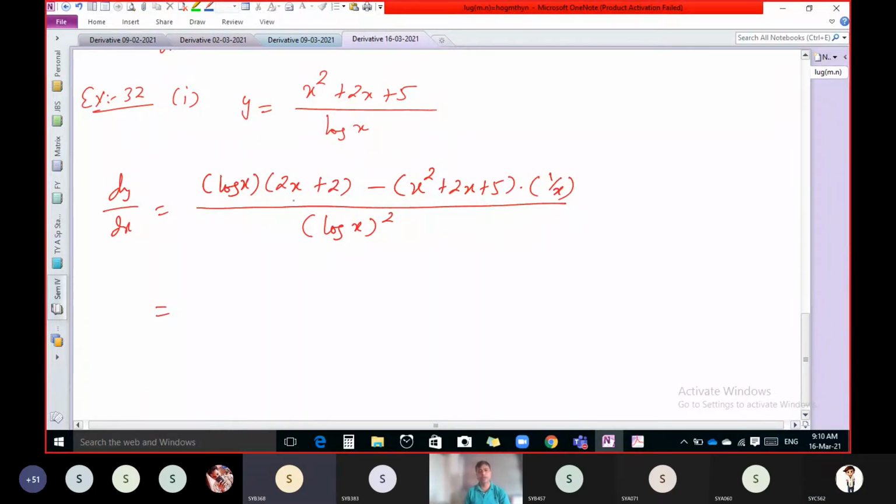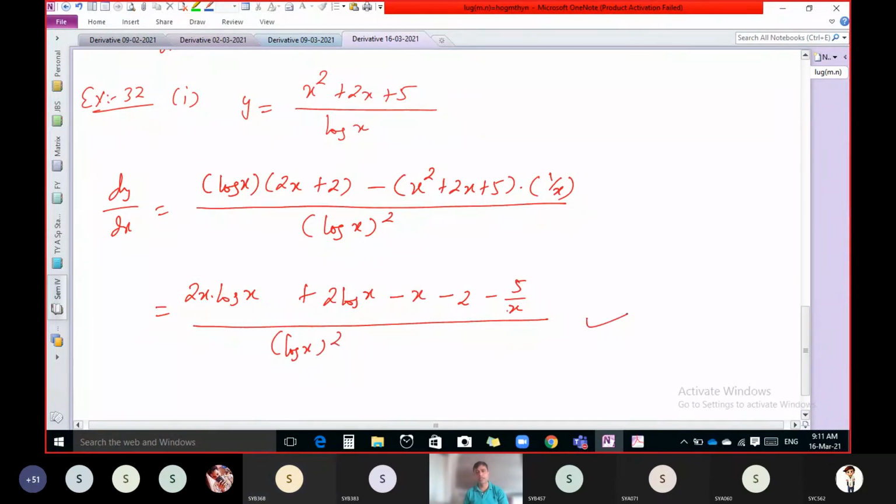Now you can simplify. So open the bracket. log x into 2x, that means 2x into log x, plus 2 into log x. Now see, 1 upon x is there. So divide each term by x and change the sign. x square into 1 upon x, that is x. So we get minus x. 2x upon x, x cancels, we get only 2, but minus 2. And here we get minus 5 upon x, upon log x the whole square. This is my final answer.